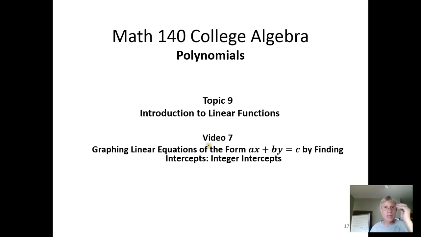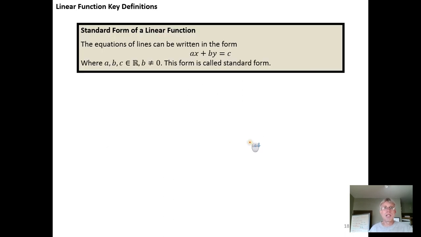So in this video we're going to graph linear equations that are written in the form ax plus by equals c, and we're going to graph them by finding the intercepts. It's the same thing that we were doing in previous videos, and we're going to work with the case where we have nice easy integer intercepts to begin with. Before we jump into drawing the graph though, what we want to identify is that this form ax plus by equals c is what we're going to call the standard form of a linear equation.